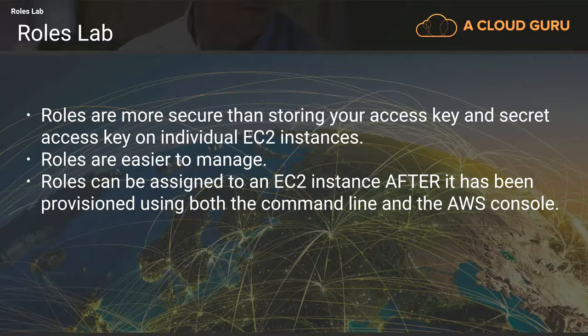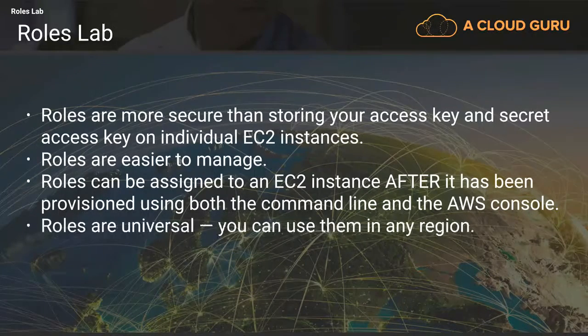you then have to go into 1,000 EC2 instances and update the access key ID and secret access key. One thing to note is that roles can be assigned to an EC2 instance after it has been provisioned using both the command line and the AWS console. That never used to be the case. It used to be a very popular exam question. You used to only be able to do it when you're provisioning an EC2 instance. That is no longer the case now. You can definitely assign and change a role to an EC2 instance after it's been commissioned.